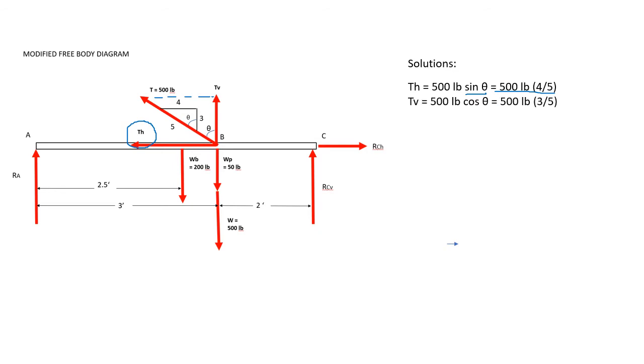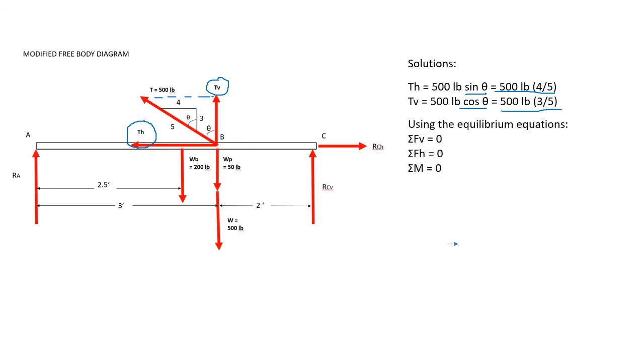The next one is tension V, or tension vertical. Its relationship to the trigonometric identity is the cosine theta. Just like the tension horizontal, we can use the slope triangle. Cosine is equal to adjacent over hypotenuse. Therefore, our adjacent here is 3 and our hypotenuse is 5. Notice that this will also be equal to 500 pounds times 3 over 5.